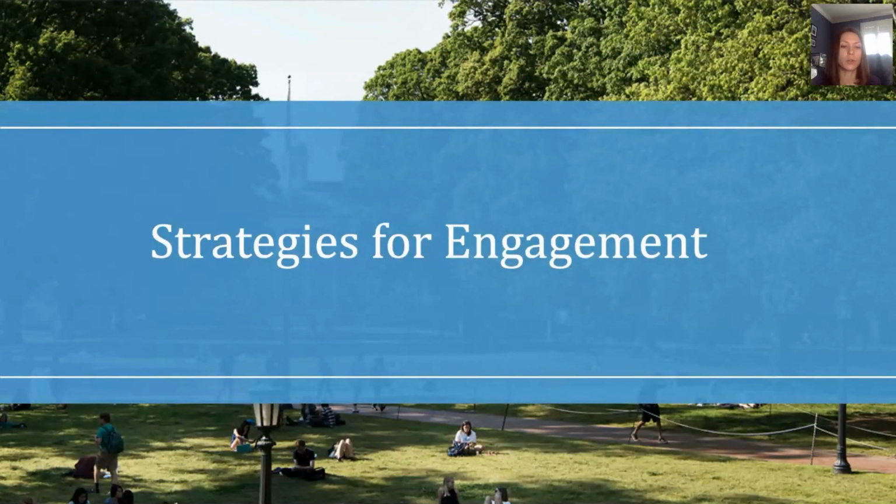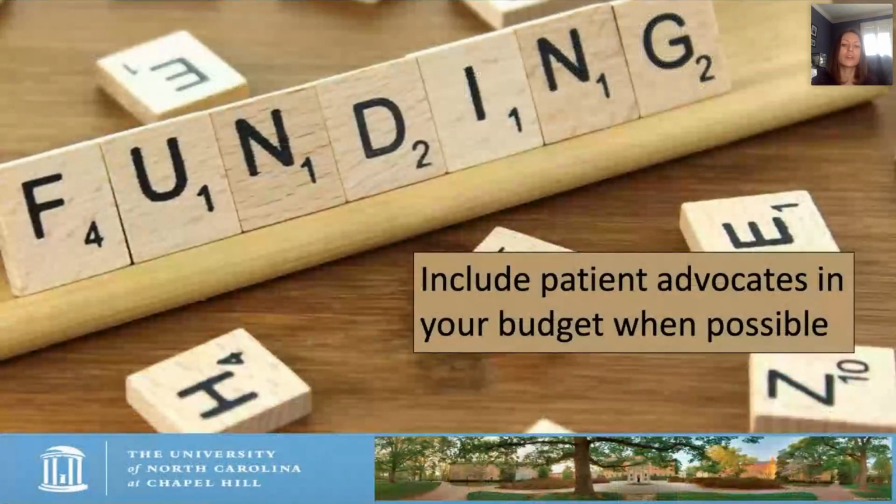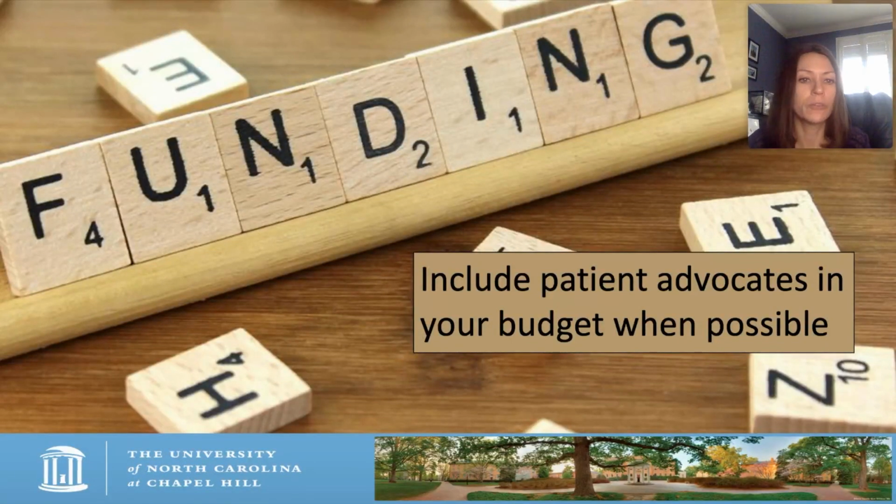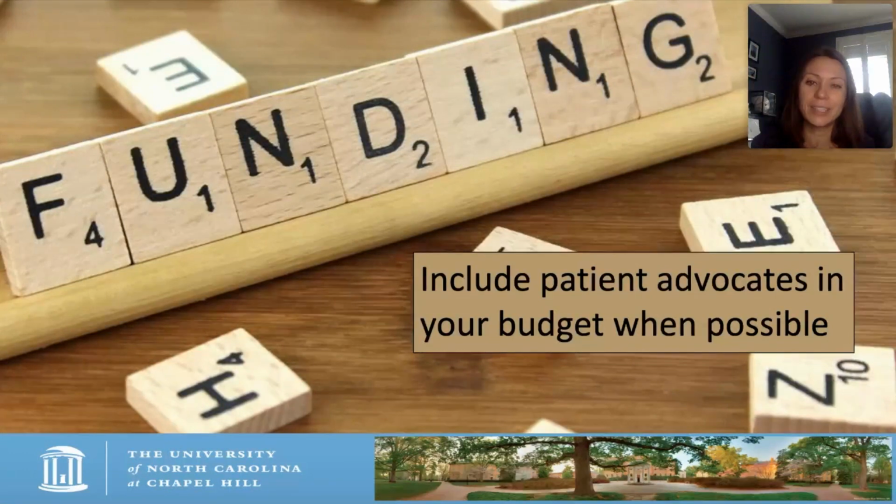So the first, when you're getting funding, and your funding may come from industry, your institution, or some other source, I would just argue, include your patient advocates in your budget if it's possible. You don't have to put a lot in there, but you should do something to demonstrate their value. It goes a long way, because then they feel like you actually care about their opinion when you have them on the research team.